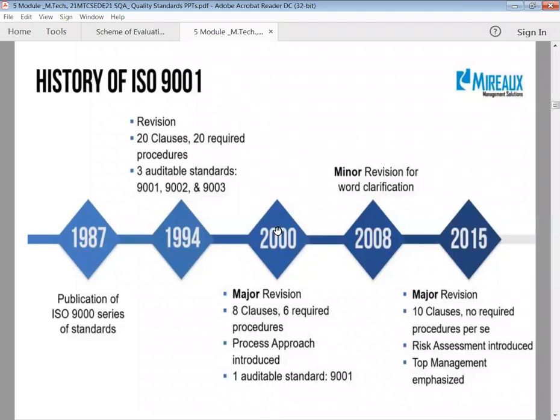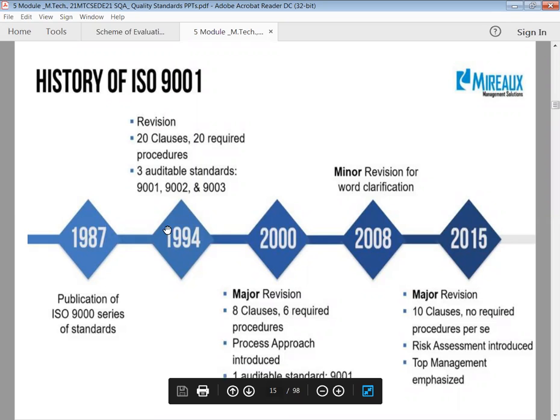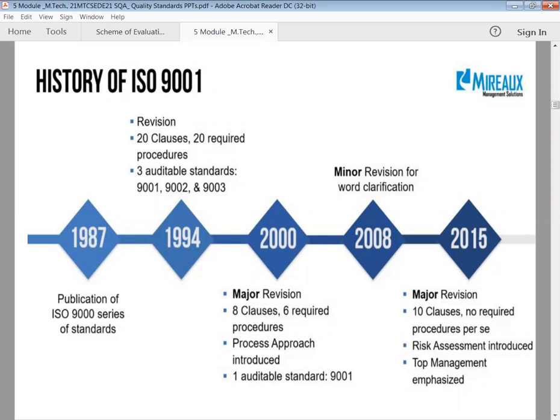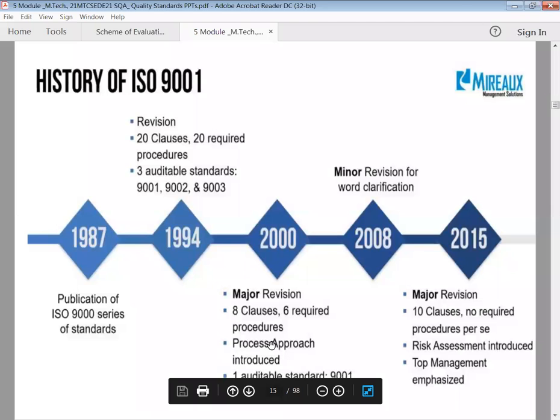If you take the year 2000, another major revision was made. 8 classes and 6 required. So they introduced 8 classes. Out of 8, you should gain marks in 6 classes. Then only you can get the ISO 9001 certification. And process approach. So instead of a product approach, whatever process, everyday activity is counted for the certification process. They will not consider only the end product. Each and every day in the organization, what processes we are following, and one auditable standard. So based on the audit, we will get the 9001 certification.